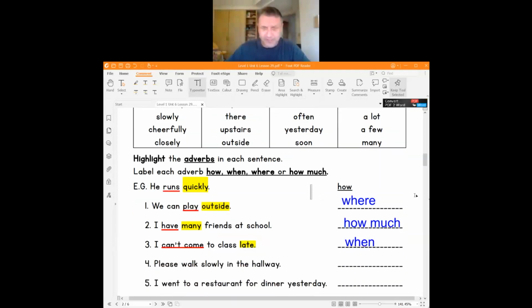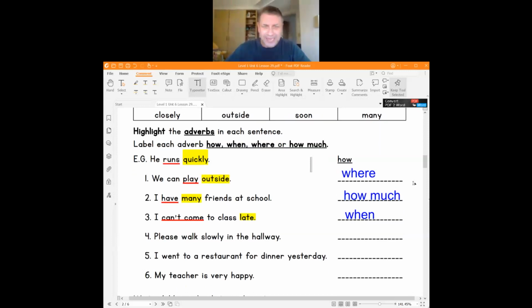Okay, everybody, take a look at the answers here for 1, 2, 3 and the example. I want you to make sure that you have underlined all the verbs and highlighted all the adverbs. Also, you wrote what kind of adverb each one is. Okay? Take a look now. If you haven't done it, do it now.